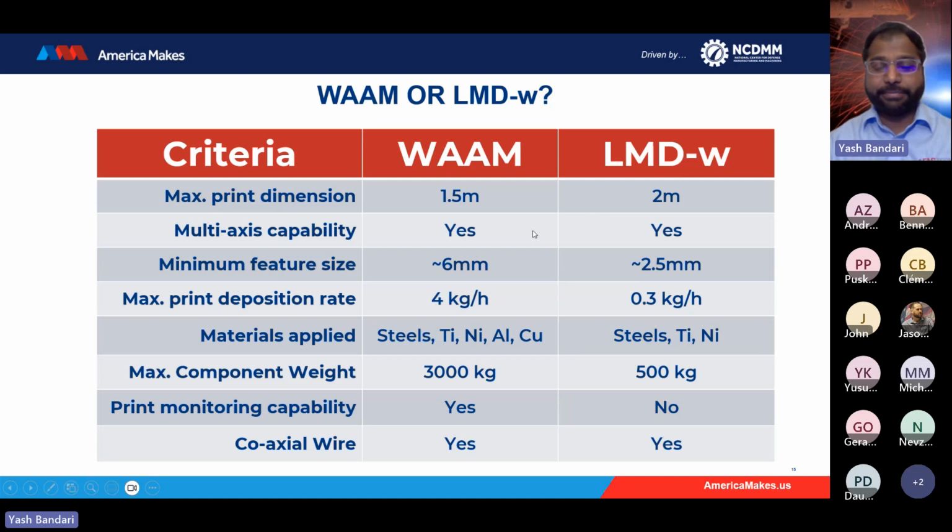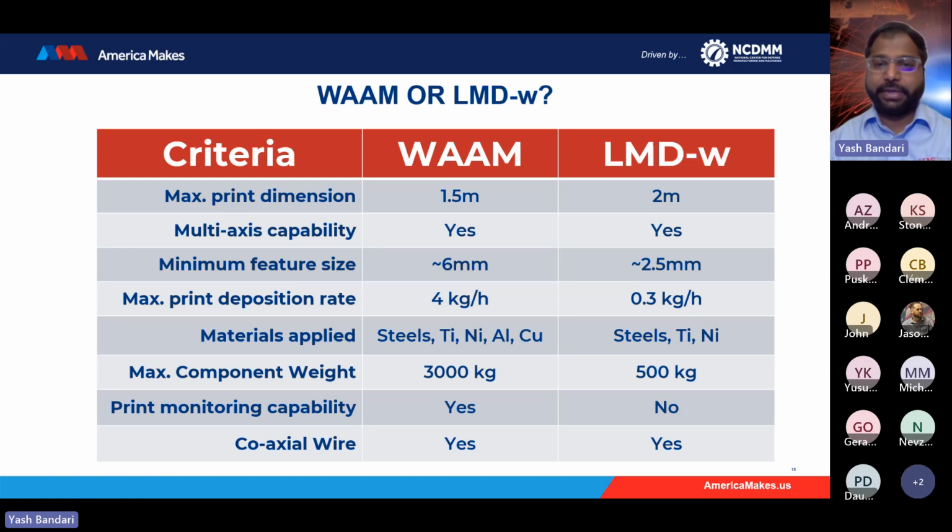On the other side, one of the cons from the WAM side is the minimum feature size it can print is about 5 to 6 millimeters. But in most of the scenarios, it is 6 millimeters. On the other side, lasers can print even finer features, starting from 2.5 millimeters. So why is there a difference, you might ask? Well, it's all about the deposition.